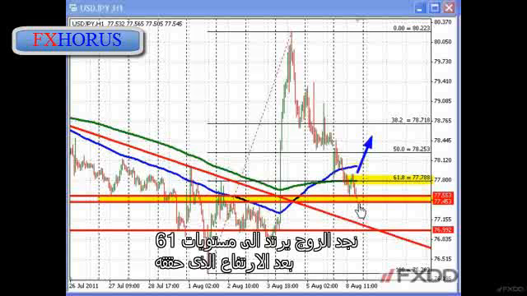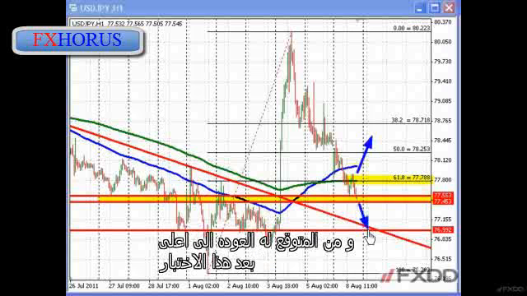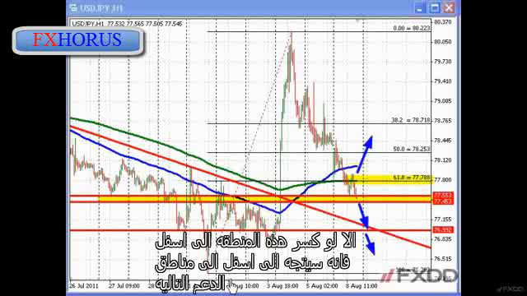Until then, look for support here at the 45 level. If we break below it, look for a sell-off down toward this 77 level. If we break through the 77 level, then we should see lower levels in the dollar versus yen.